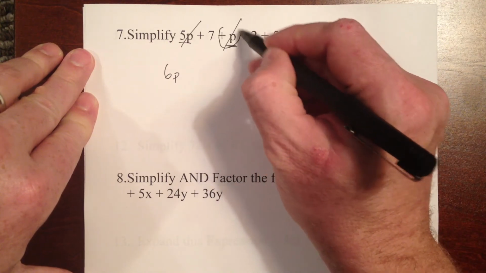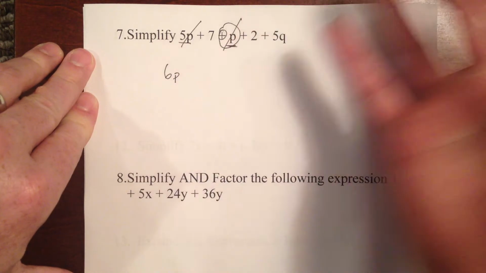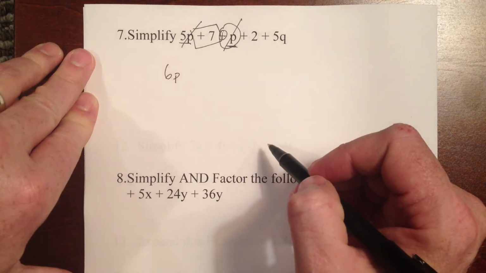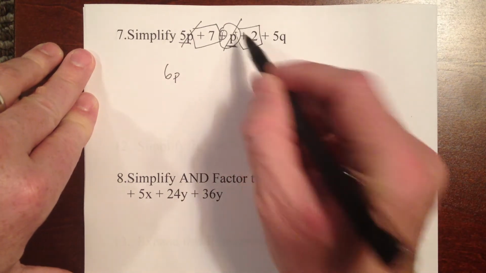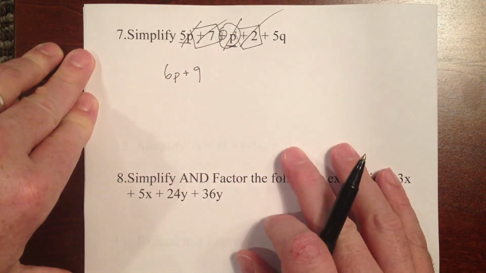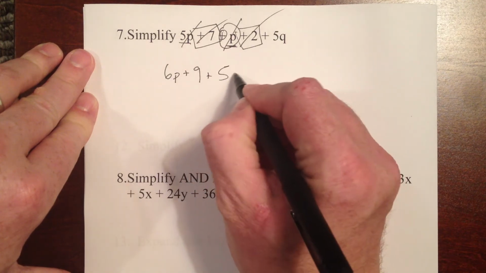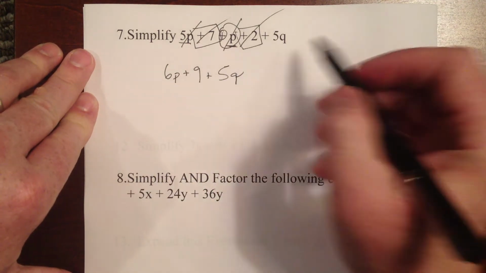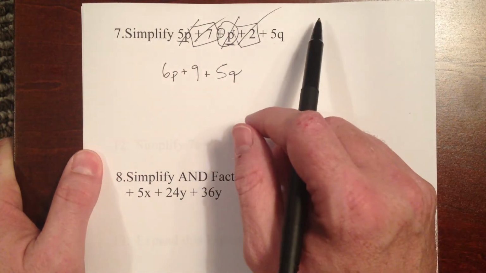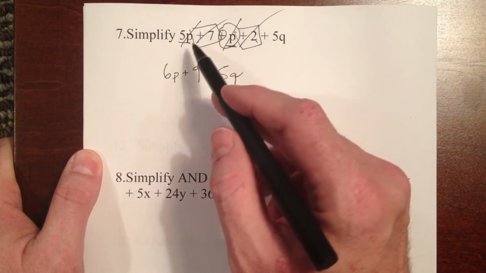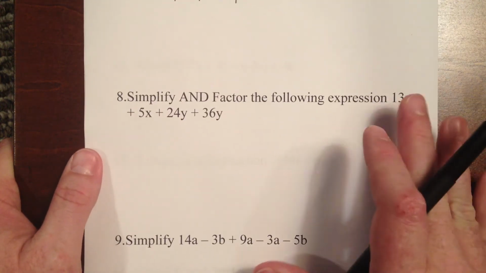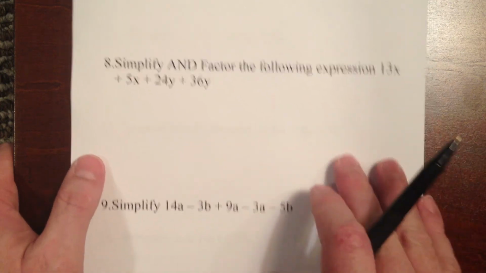Remember, this sign right here is what's going to dictate whether or not we're going to add or subtract. So I'm left with 7 plus 2 for a positive 9. Mark those guys out. And then plus 5q, because I cannot add q to anything. I can multiply it, remember, I can multiply it by anything. But I cannot add it to anything here. Can't add it to the 2, the 7, the 5p, or just the p. So the answer is 6p plus 9 plus 5q.